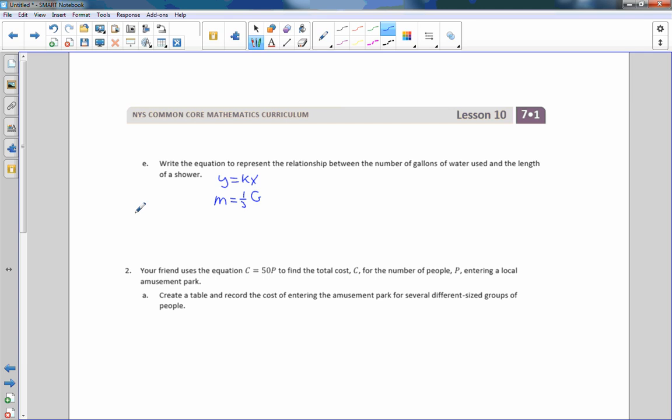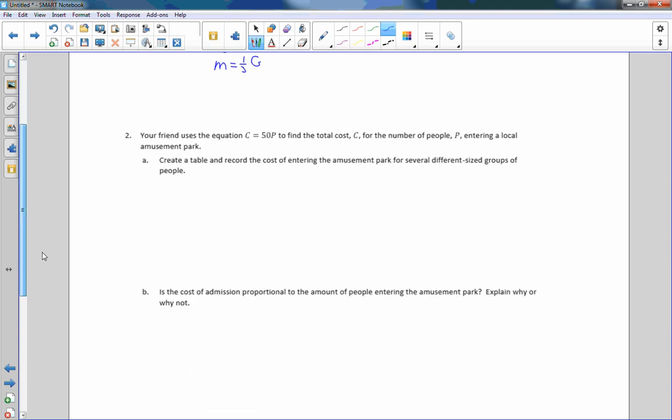Two, your friend uses the equation C equals 50p to find the total cost C for the number of people entering a local amusement park. Create a table and record the cost of entering the amusement park for several different size groups of people. So I'm going to create a table, and I want an XY table, so I'm going to just do my table like this, and I'm going to do XY.